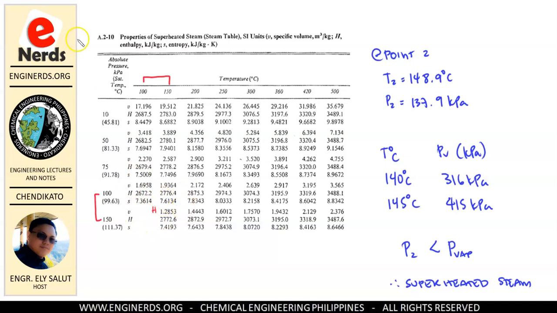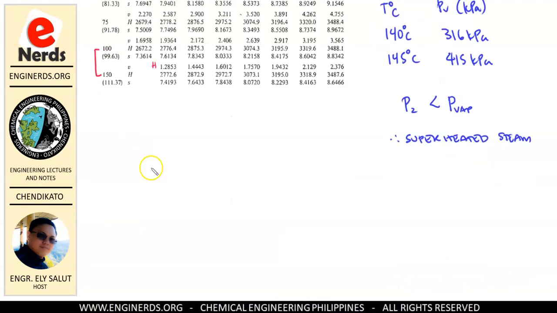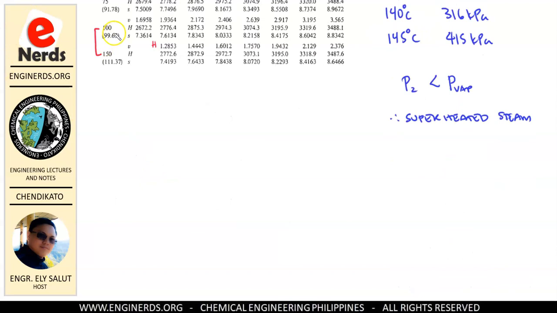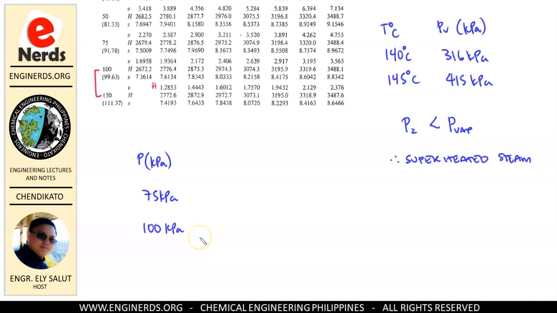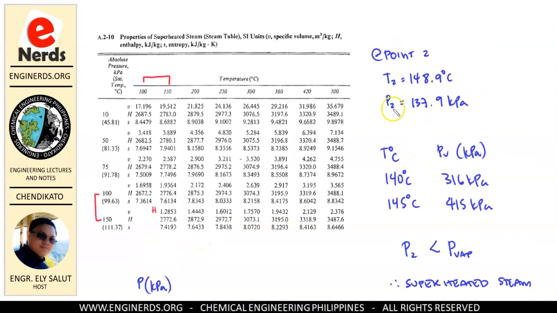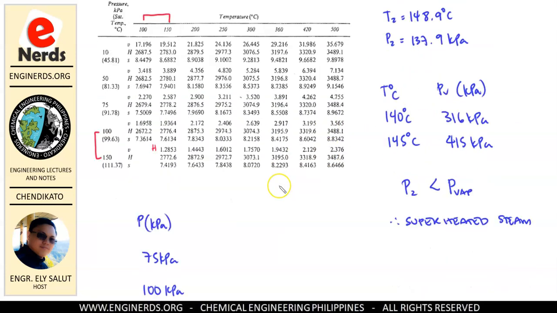So, para mas madali natin siyang ma-visualize, let me write that dito sa ibaba. We have here 75 kilopascal, our pressure in kilopascal. We have 75 kilopascal, and then yung next na given is 100 kilopascal. Okay? Samantalang ang kailangan natin makuha is yung nandito sa pressure na 137.9 kilopascal.